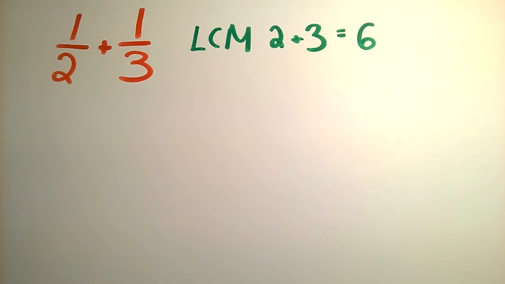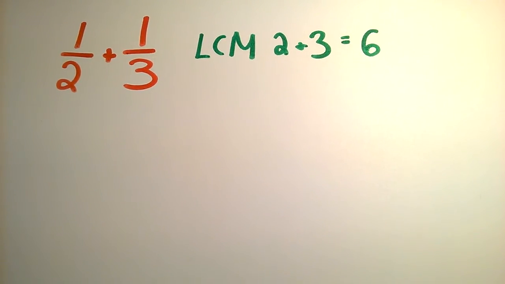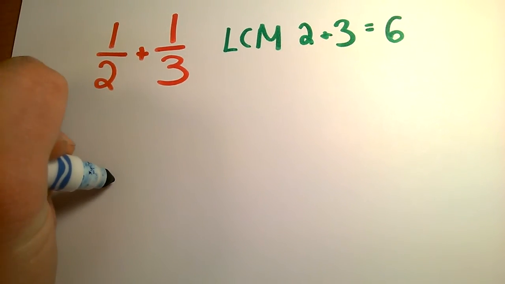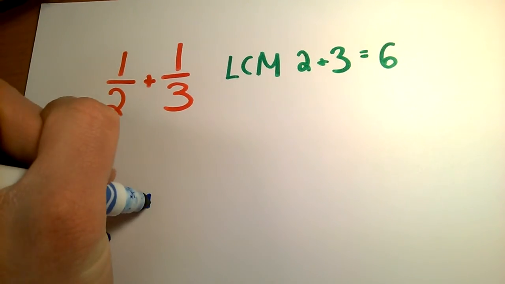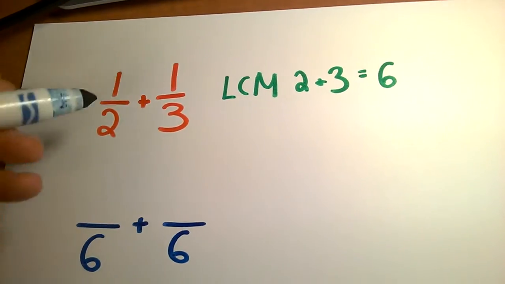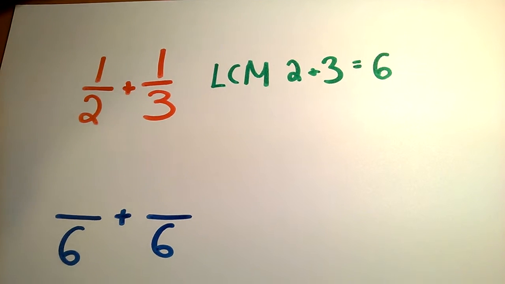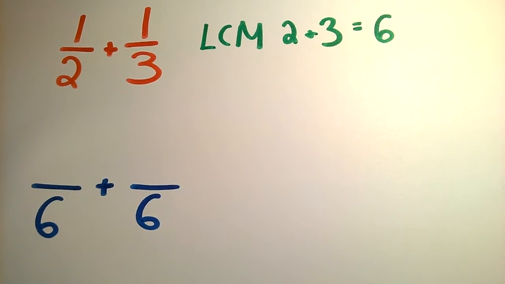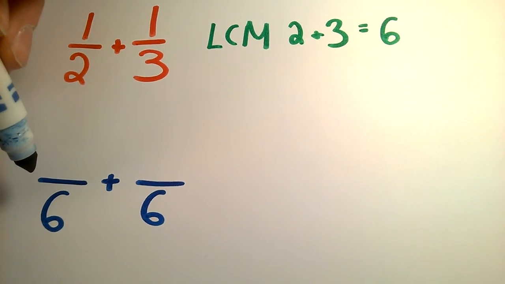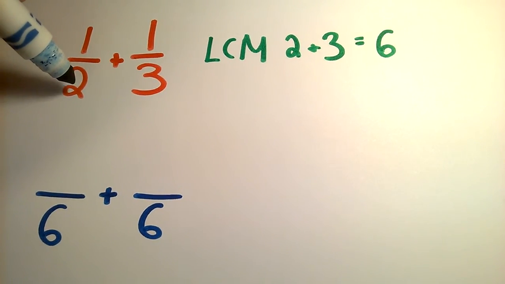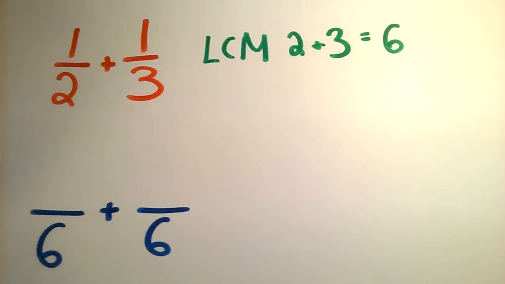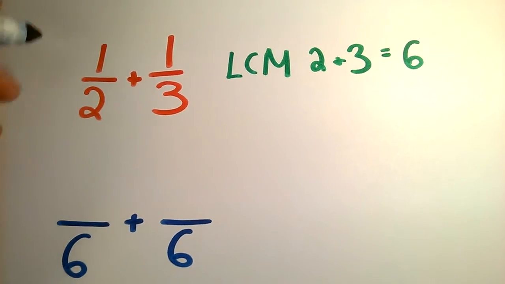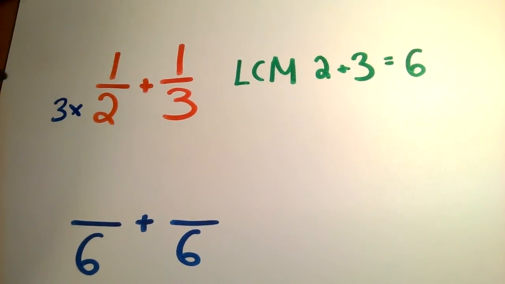So if we look at this problem again, I want both of these fractions to have a denominator of 6. So I'm actually just going to go ahead and write that here. I'm going to begin writing a new set of fractions for us that will eventually translate to here. Now, if I change my denominator to 6 here, what operation did I have to perform to get from here to here? Well, in this case, to get from 2 to 6, I had to multiply by 3.